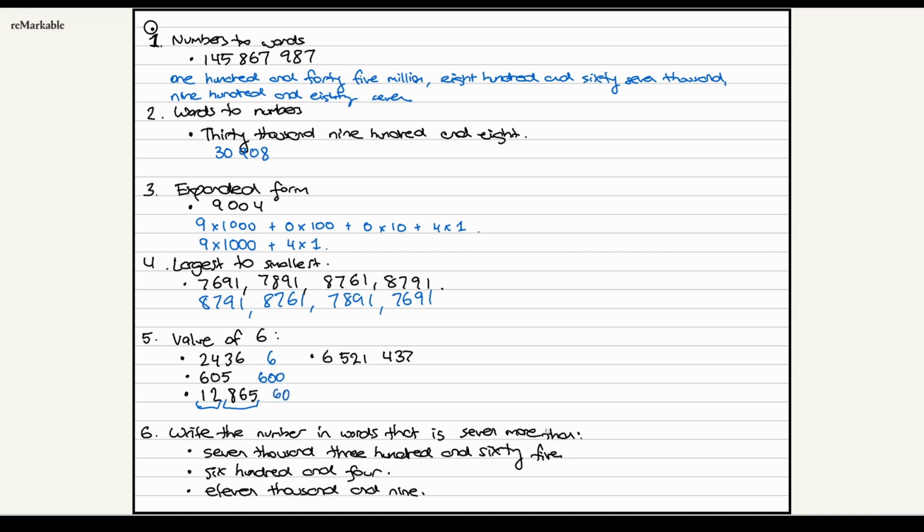Now what about this one? I know it's a big number, but I promise it's not too bad. We've got 6,521,437. Okay? So don't forget, I did say 6 million at the start. So that's exactly what that's going to be. That's what that 6 represents. So now we want to write the number in words. That is 7 more than 7,365.